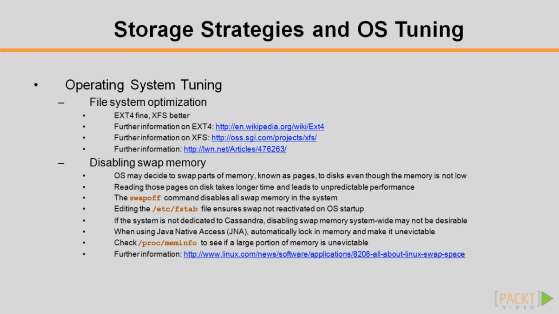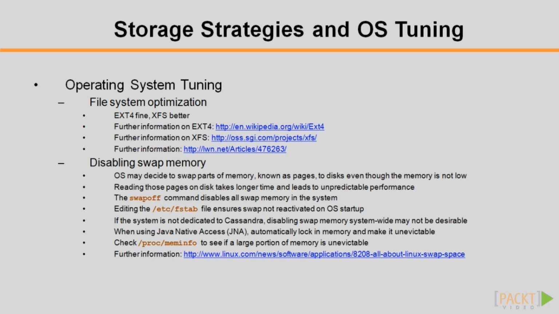Then, disable swap memory. The OS may sometimes decide to swap parts of memory to disks, called pages. Reading those pages on disk takes much longer than reading in memory, which leads to unpredictable performance. We may turn off all swap memory in the system by executing the swapoff command and editing the /etc/fstab to ensure swap is not reactivated on OS startup.